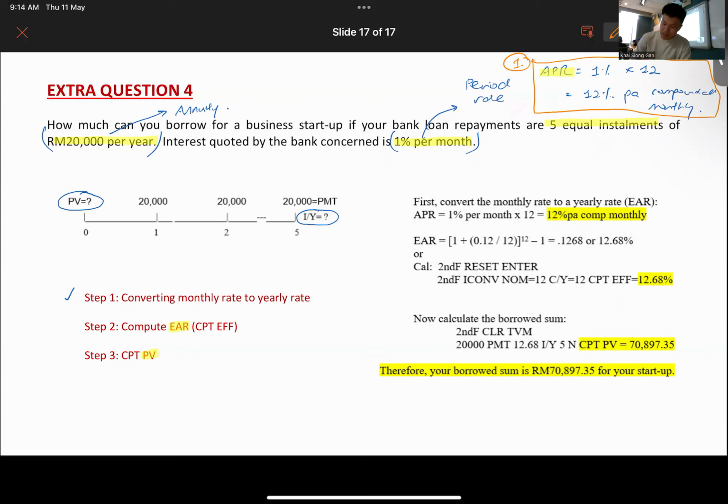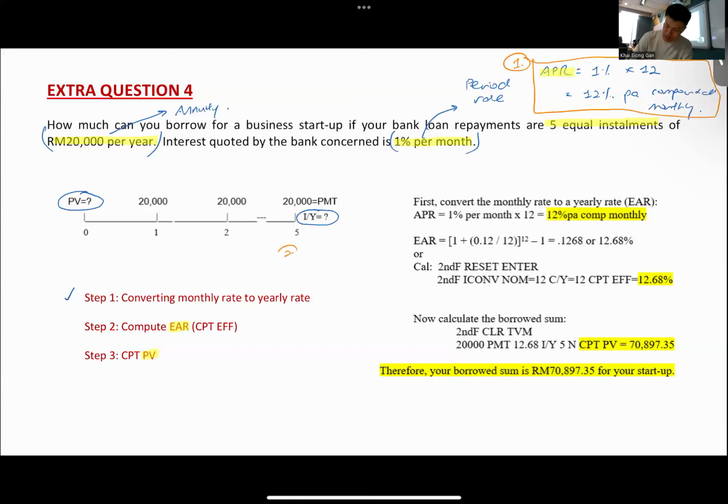Second step, I want to calculate EAR. So second step, second icon. Nominal rate is 12. Compounded how many times per year? Monthly, monthly is also 12. Then compute EFF is 12.68%. This is my interest rate already. So that is step 2. So I know my IY is 12.68% already.